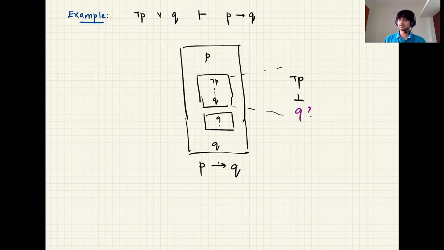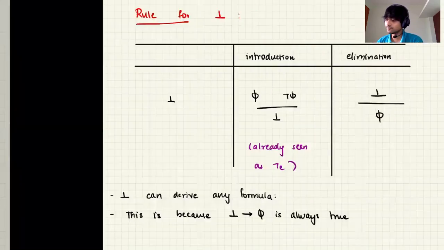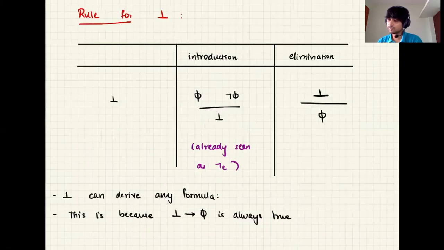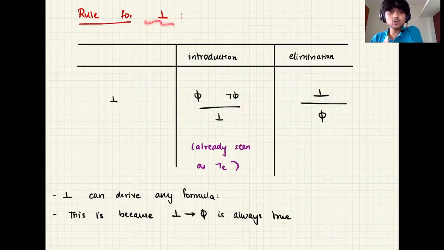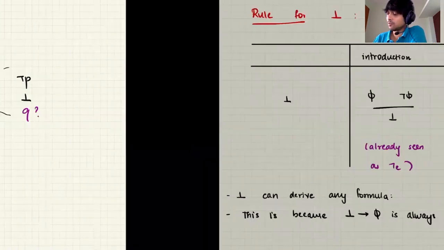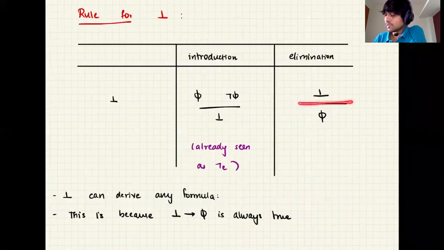So here is where we will introduce a rule which says that whenever you have a bottom, you can derive any formula out of it. Yeah, this is the bot elimination. So now we have two rules for bottom. One is the introduction rule, which is the one which we have already seen. We are going to have an elimination rule. So if I have a bot, I can derive any formula.